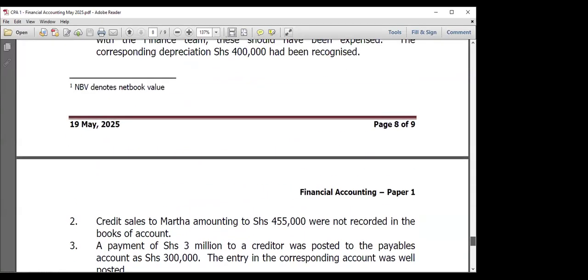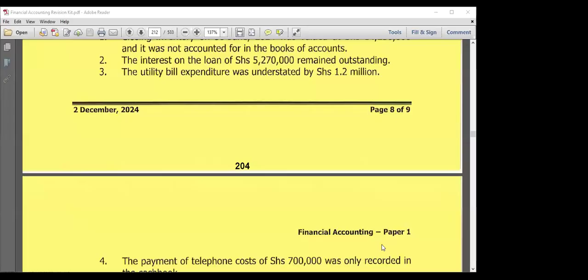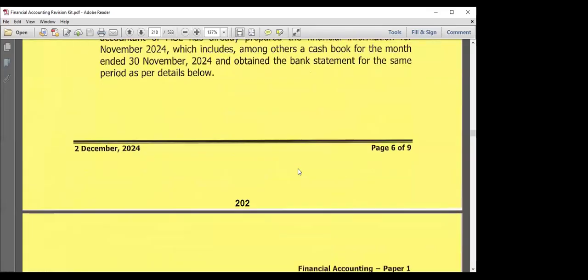Question 6, we are not going to go through it. Maybe during our revision sessions, we shall find time. Then the sitting before that, which is December 2024, is the question we are going to look at. December 2024, still question 6. Let me look for it.